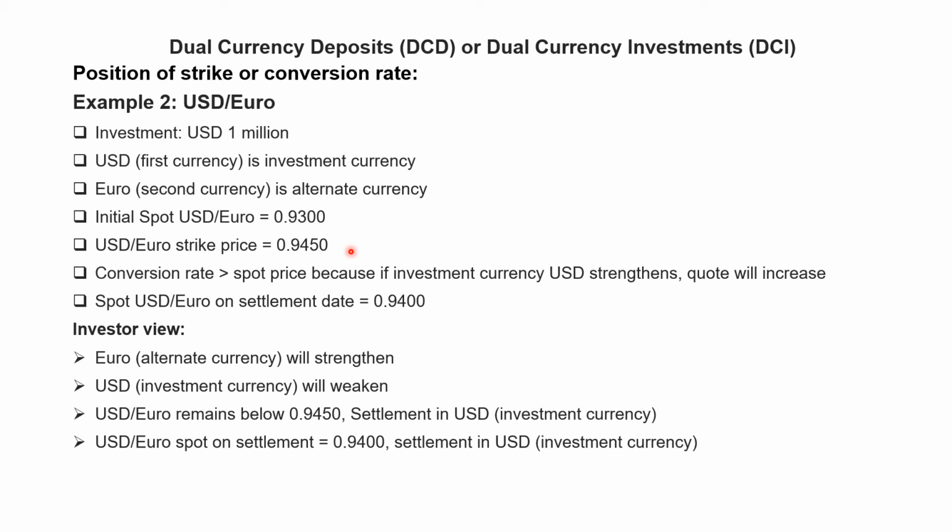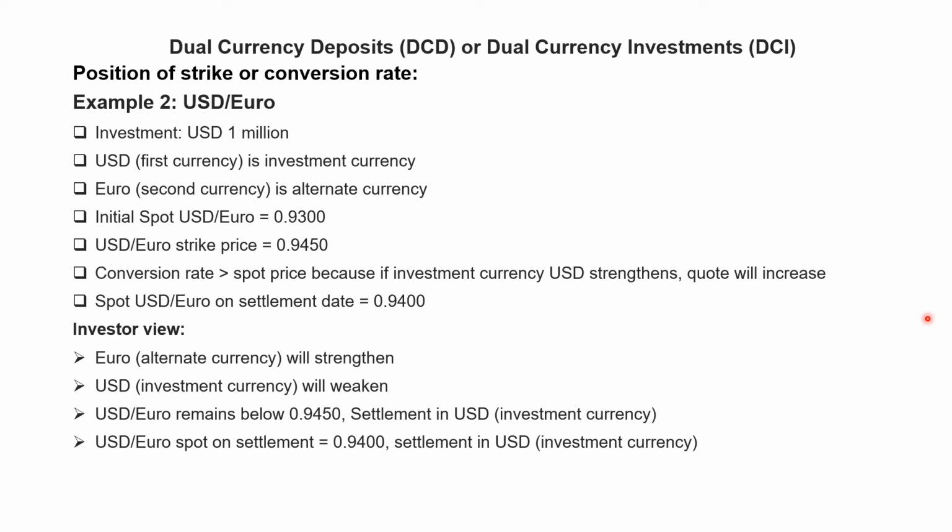Spot USD Euro on settlement is 0.94. The investor view was that the Euro, the alternate currency, will strengthen and investment currency USD will weaken. The investor believed that the USD Euro will remain below 0.945 and the settlement will be done in USD, the investment currency. The investor view turns out to be correct. The USD Euro spot on settlement date is below the strike price of 0.945. Let's say it is 0.94. Therefore, the settlement will be done in the US dollars, which is the investment currency.